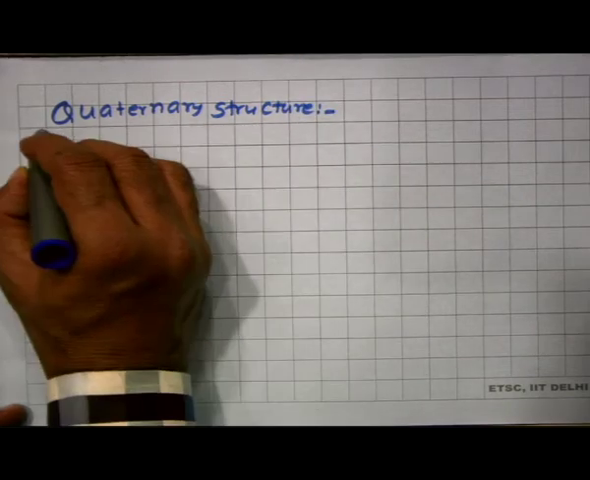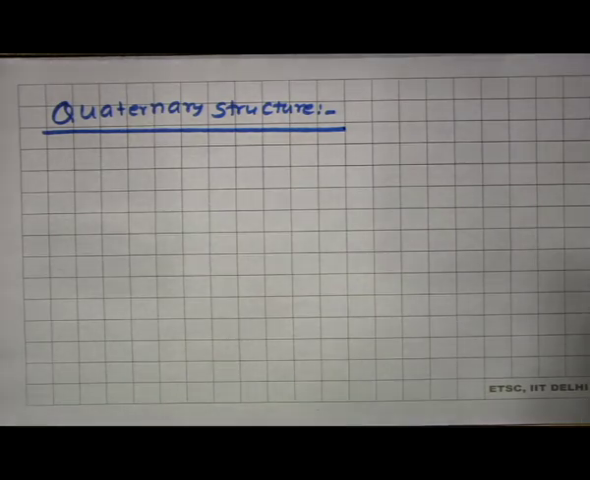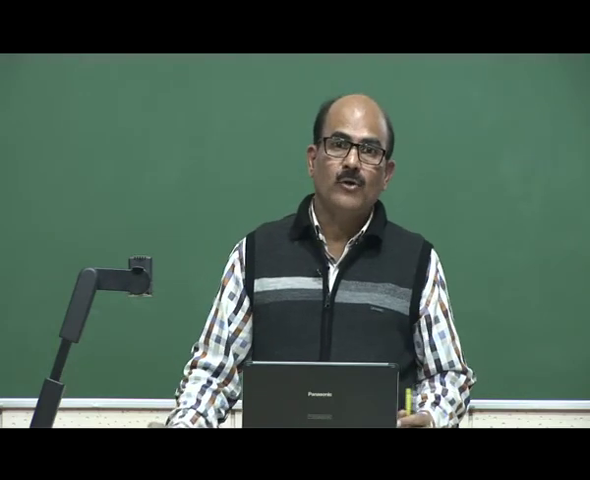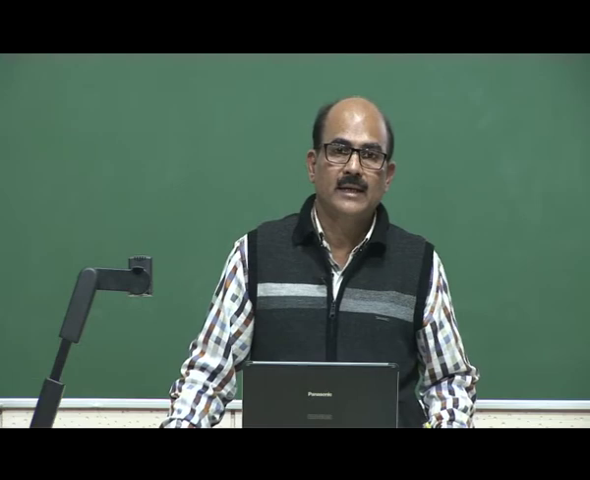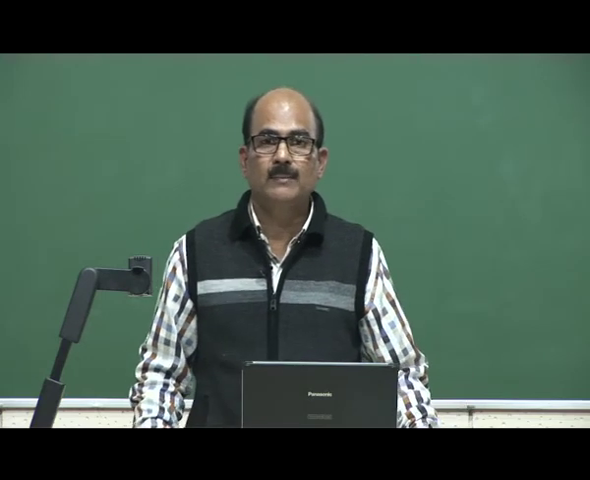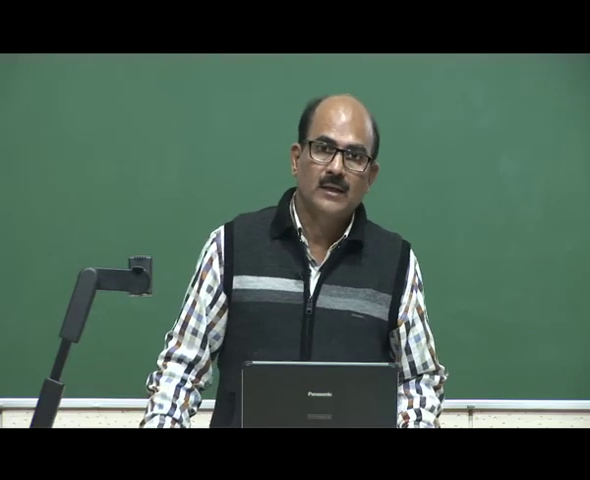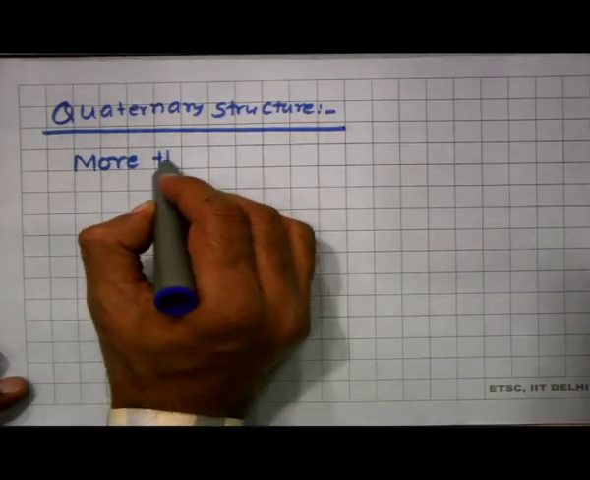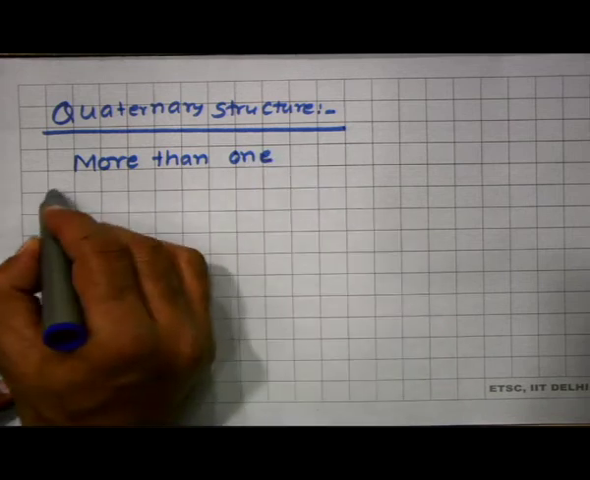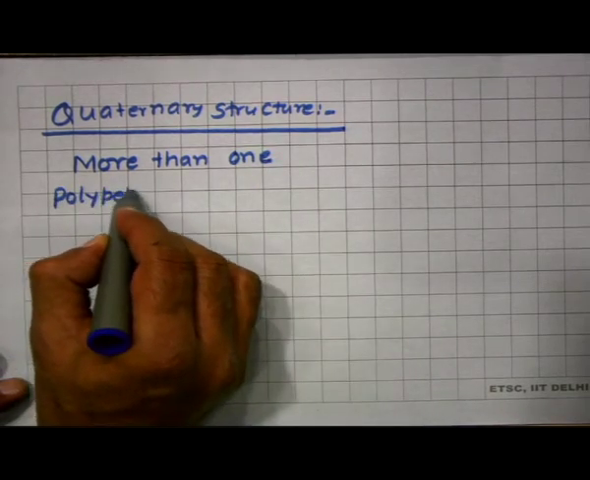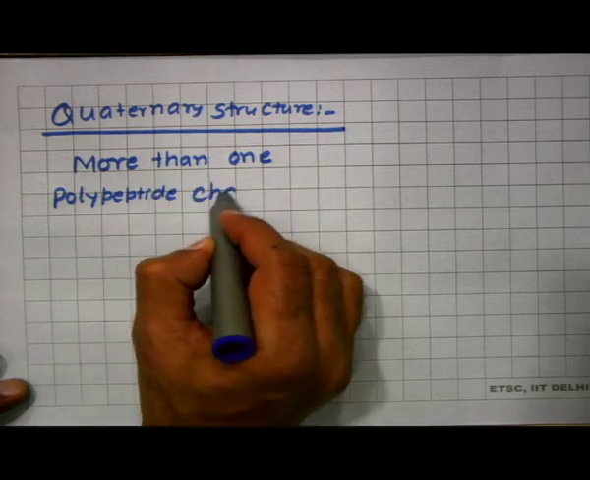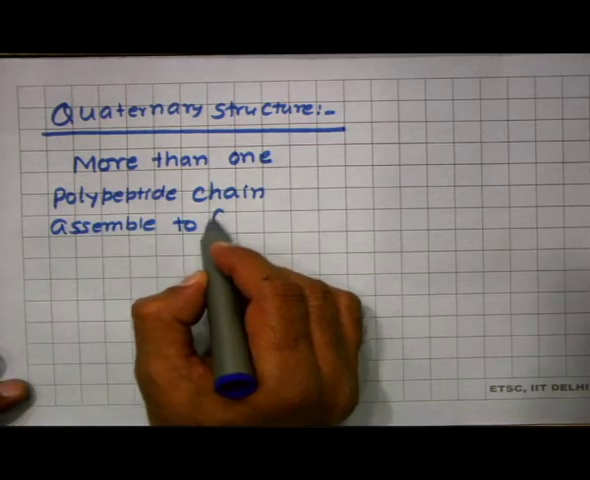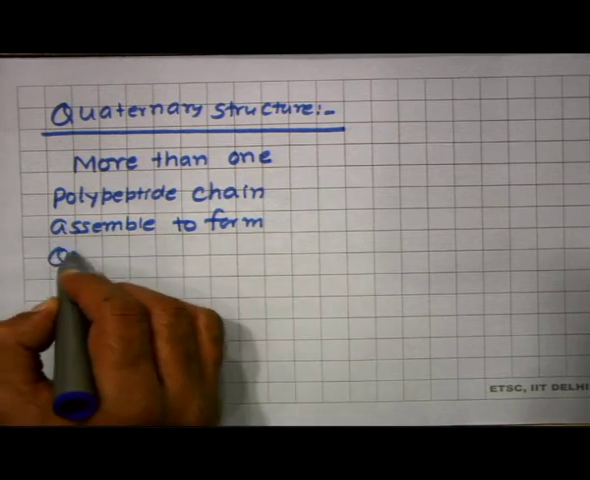Quaternary structure of protein. When amino acids form a polypeptide chain, these polypeptide chains assemble to form various types of polypeptides: alpha polypeptide chain, beta polypeptide chain, and several other types. When they become a complex structure, it forms the quaternary structure. It means more than one polypeptide chain assemble to form the quaternary structure.